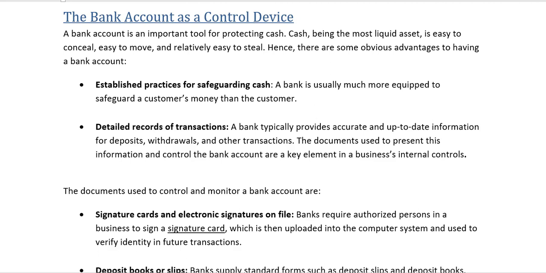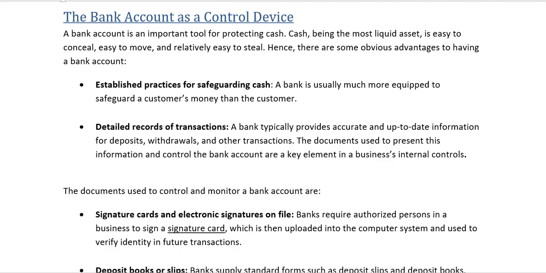First, a bank has established practices for safeguarding cash. A bank is usually much more equipped to safeguard a customer's money than the customer. Because this is an area of expertise for the bank, which the average person does not have, the bank tends to be a lot more successful in keeping money safe.